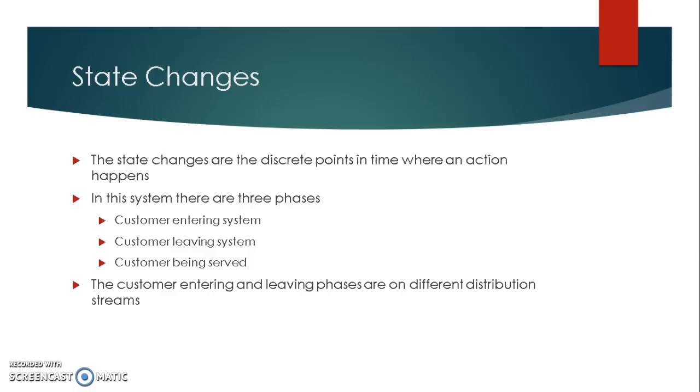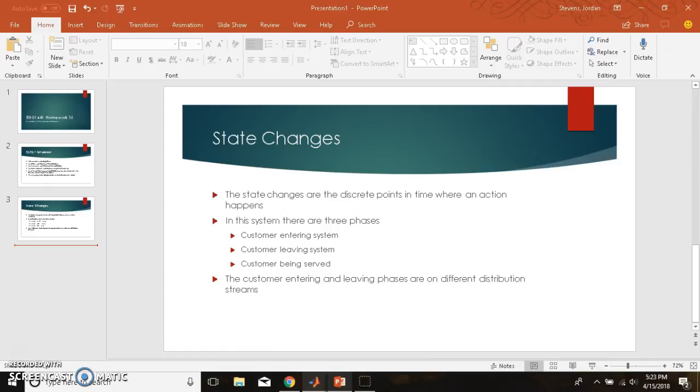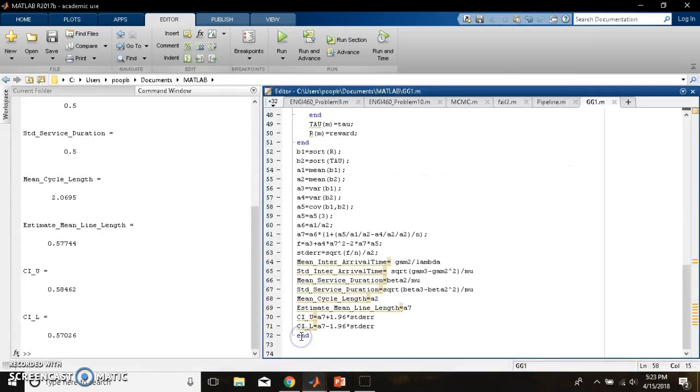Basically, it's when a person is in a line and going to that one server and then being served. The customers entering and leaving phases are based on different distribution streams. This works out pretty well for our simulation method. So we're going to be simulating the arrival time and the service time. Here we go into our actual model, so we're going over to MATLAB.